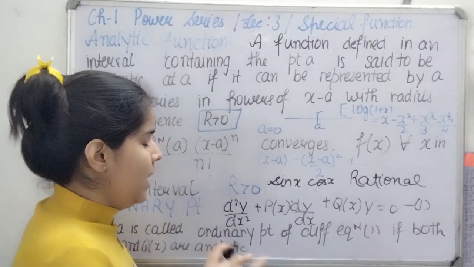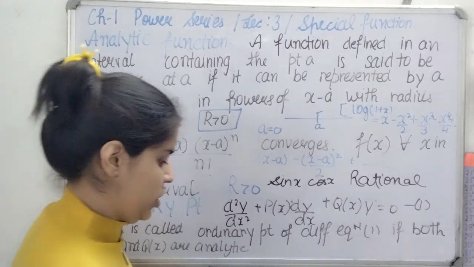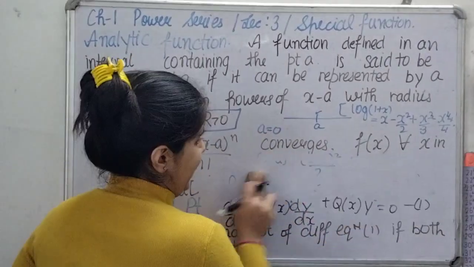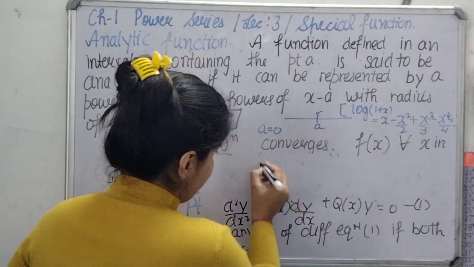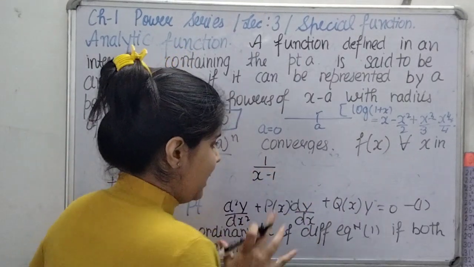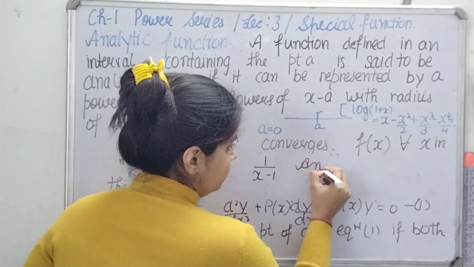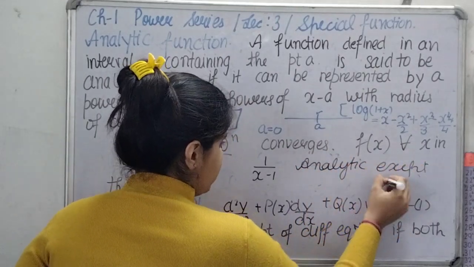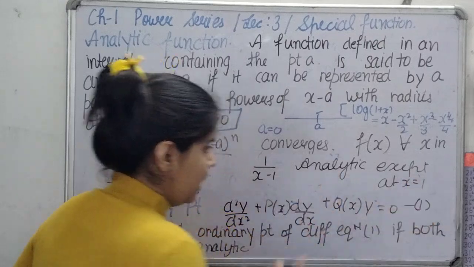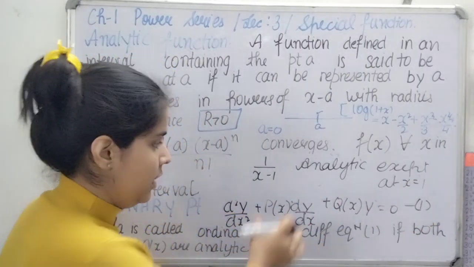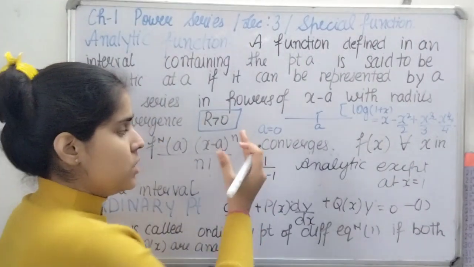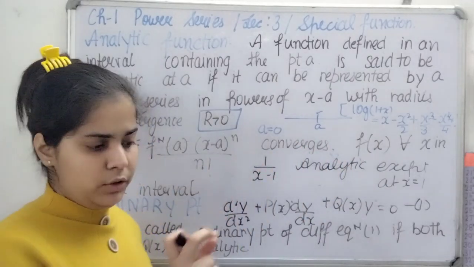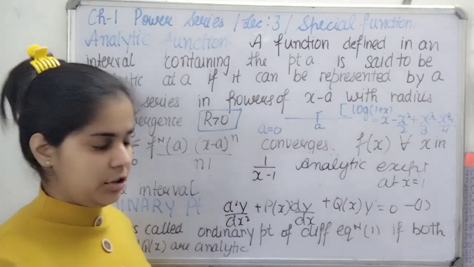Analytic का meaning क्या है? Basically वो function उस point पे define होना चाहिए. For example, if I am talking about a function, let it be 1 upon x minus 1. This function is analytic at all points except at x is equal to 1. Because at x is equal to 1, the function becomes undefined. It is not defined at x is equal to 1. So therefore the function is analytic except at x is equal to 1. So basically the function defined होना चाहिए इस point पे, then it will be called the analytic function.